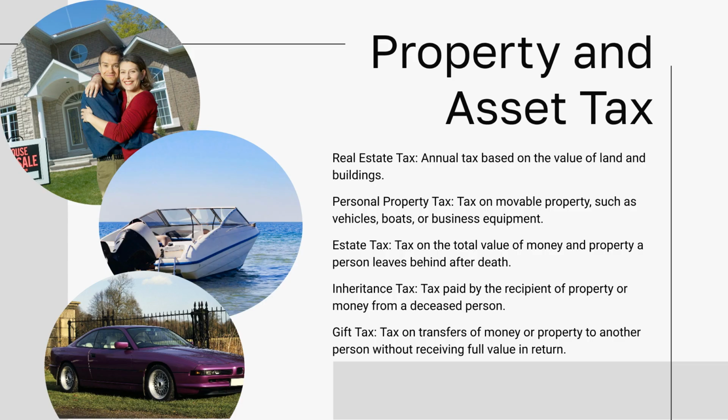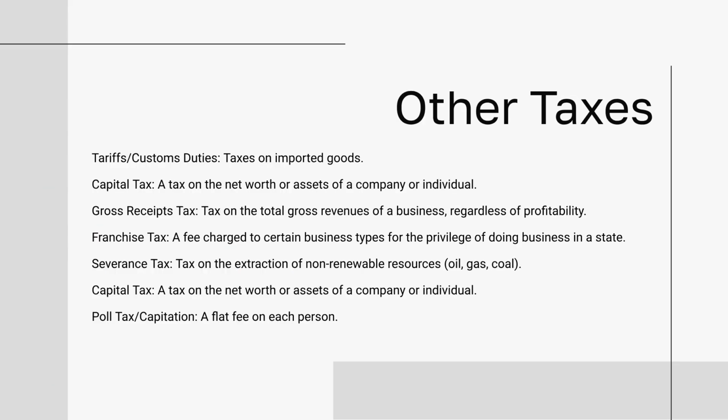We also have the estate tax, which is placed on the total value of a person's money and property after they pass away. Closely related is the inheritance tax, which is paid by the person receiving that money or property. Finally, the gift tax applies when someone transfers money or assets to another person without receiving equal value in return. Overall, these taxes focus on wealth and ownership, and they play a major role in funding government services while also helping regulate the transfer of assets between individuals.